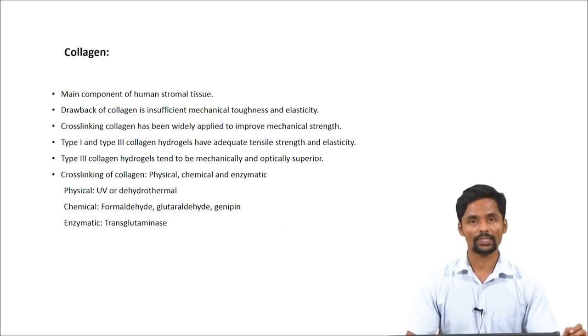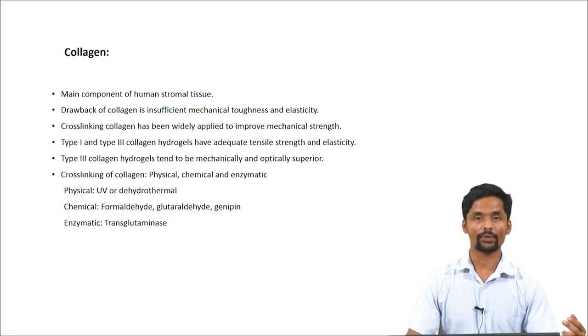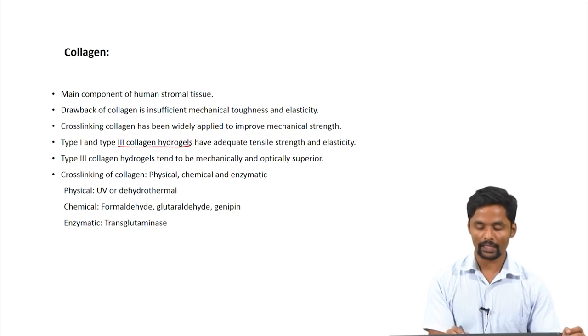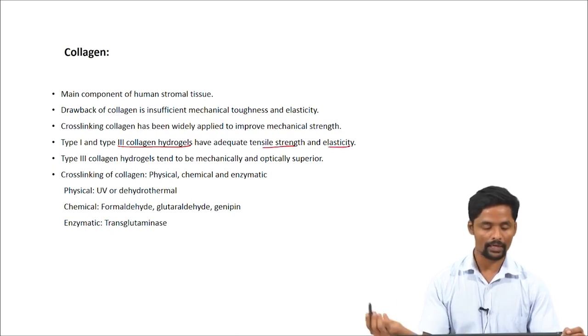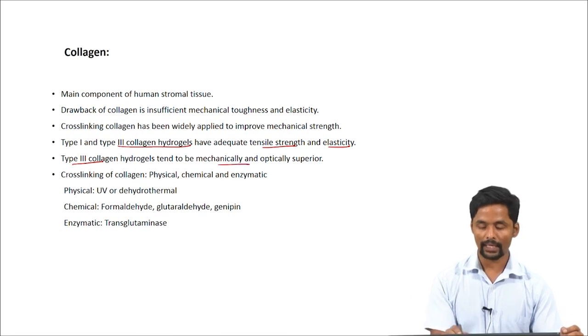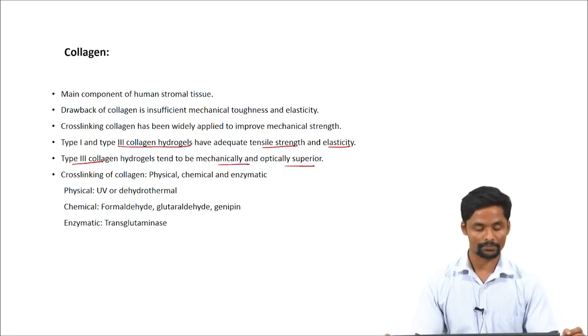To overcome the drawback of collagen, they tried to cross-link collagen to improve the mechanical strength. And the type of collagen that is used has its own role. For example, type 1 and type 3 collagen hydrogels have adequate tensile strength and elasticity, whereas type 3 collagen hydrogels tend to be mechanically and optically superior.